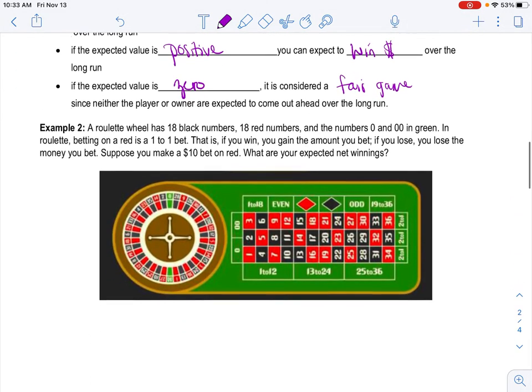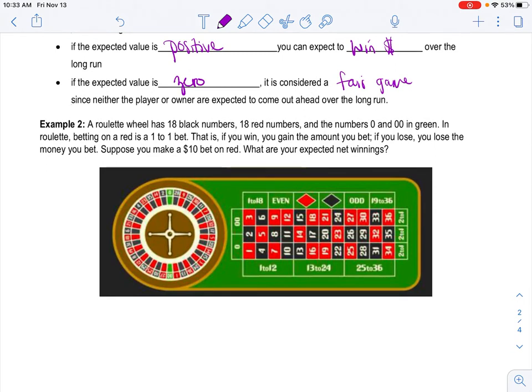All right, so let's do example 2. Let's talk about another game. A roulette wheel has 18 black numbers, 18 red numbers, and then the numbers 0 and 00, and they're green. In roulette, betting on a red is a 1-to-1 bet. And so what that means is if you put $5 down, you're going to win $5 or lose $5. So whatever you put down, you gain or lose, that is if you win. Suppose you make a $10 bet on red. What are your expected net winnings?